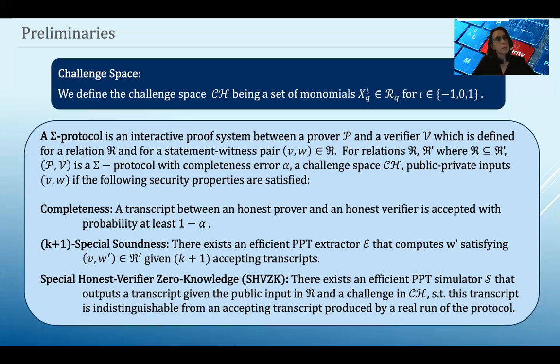Then the challenge space we are using in our constructions consists of a set of monomials, and our challenge space is reduced only to 3 monomials: x to the 1, x to the -1, and x to the 0. And the reason for that was that this was the suitable set which made the soundness analysis in the security proof possible.